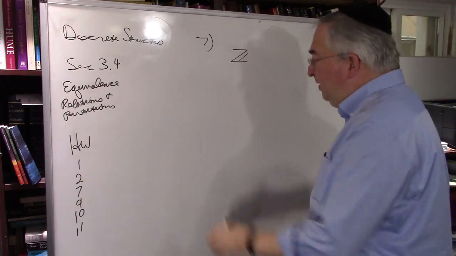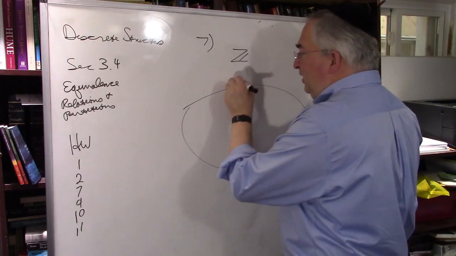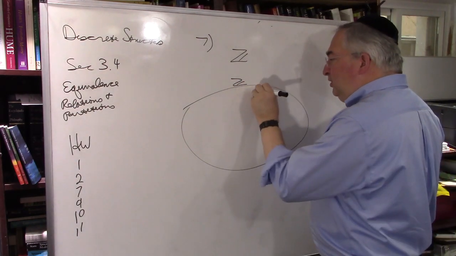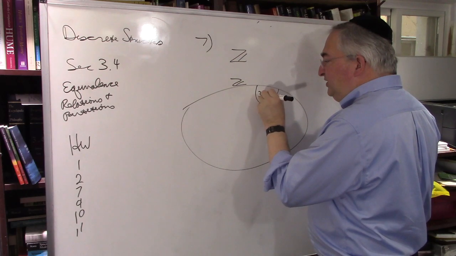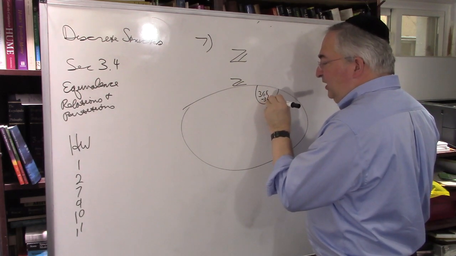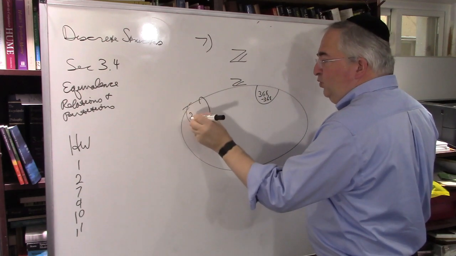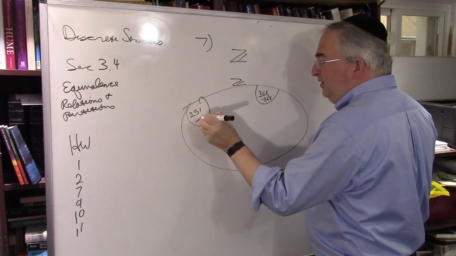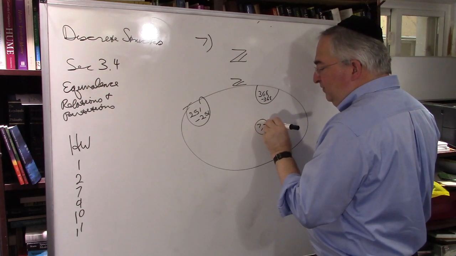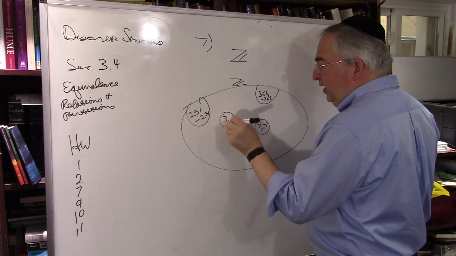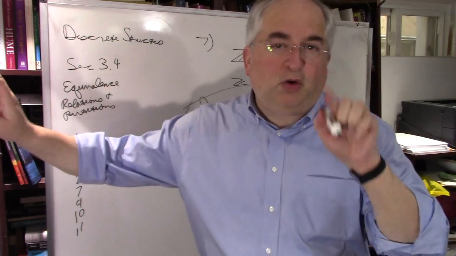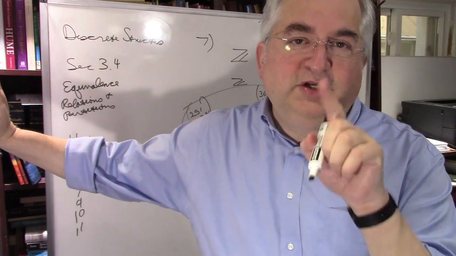Well, most of the partitions, so here's your Z, positive and negative numbers. Most of them look like this: 368, and here's another element, negative 368. 251, negative 251. 7 and negative 7. 3 and negative 3. Most equivalence classes look like that. There's only one equivalence class that doesn't look like that.